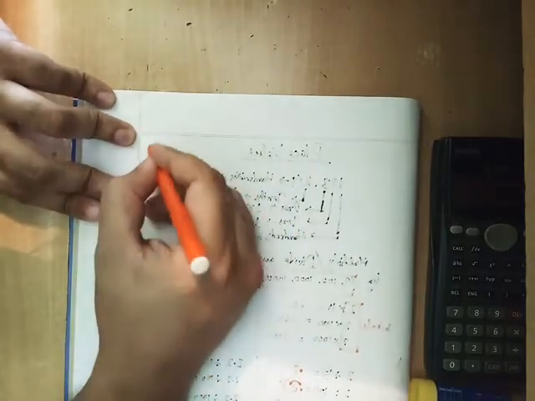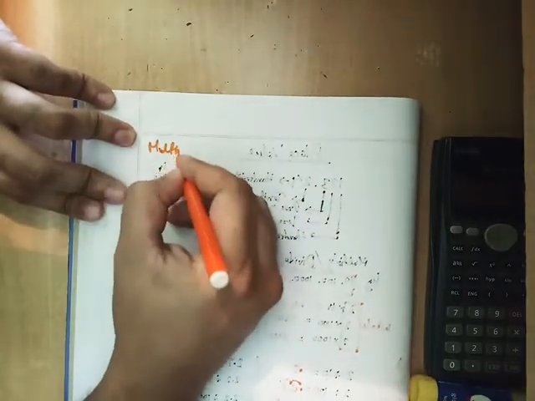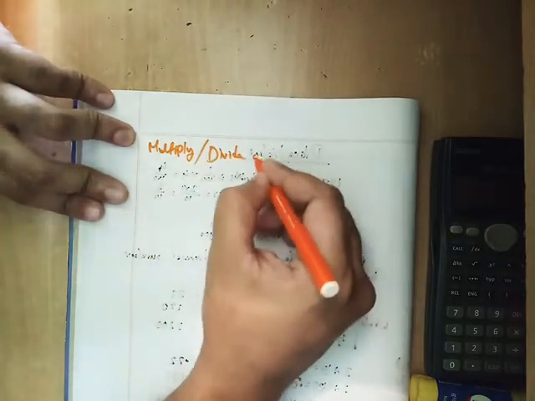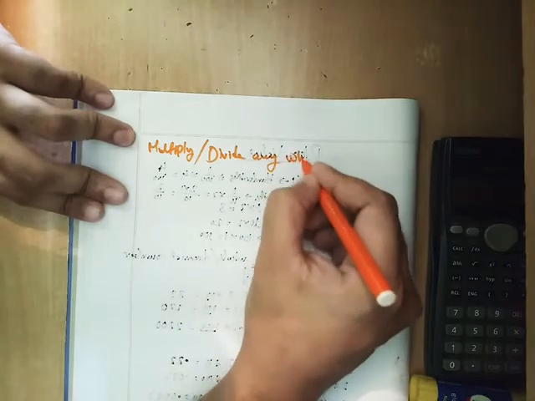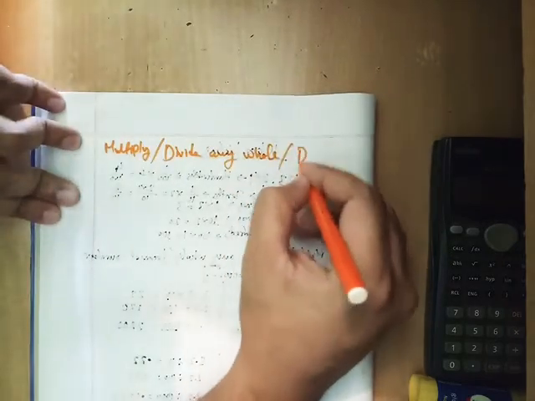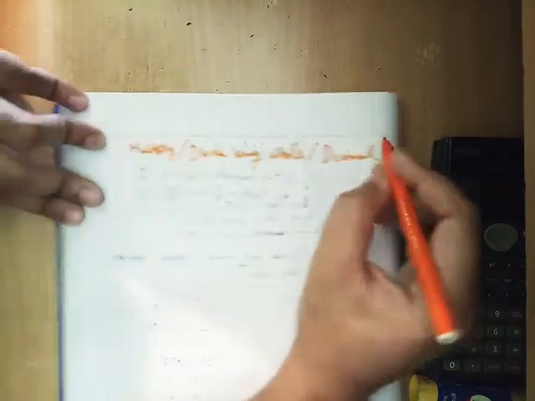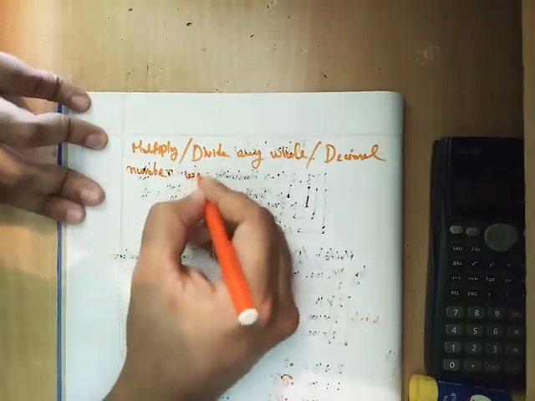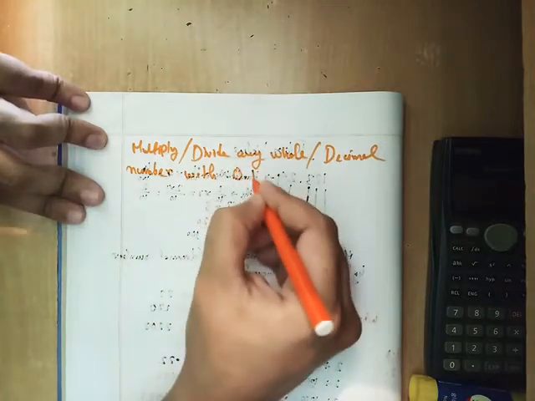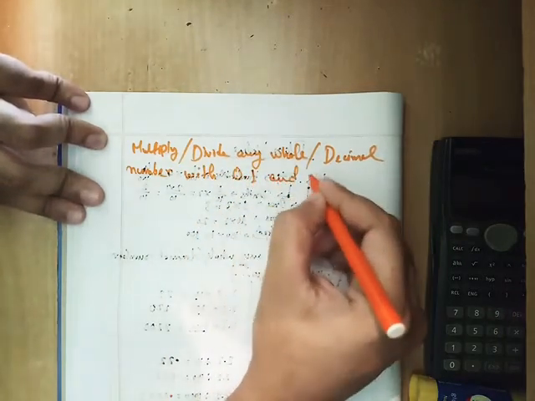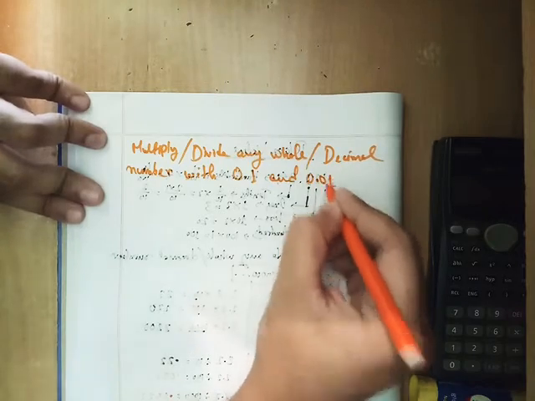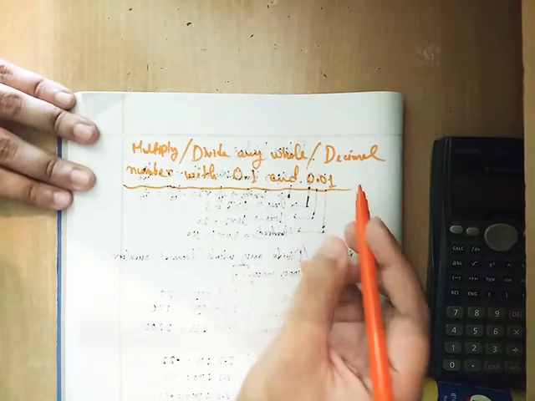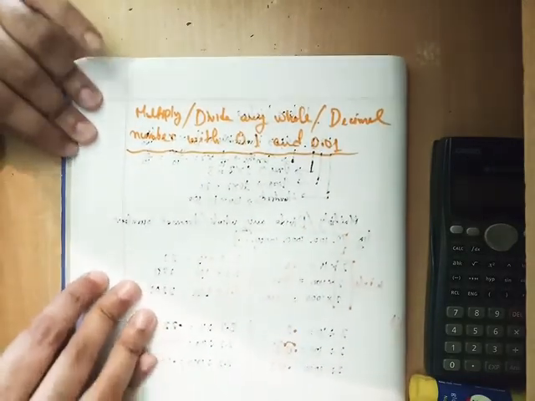multiplying or dividing, multiply or divide any whole or decimal number with 0.1 and 0.01, right? This is our main topic to discuss here today.